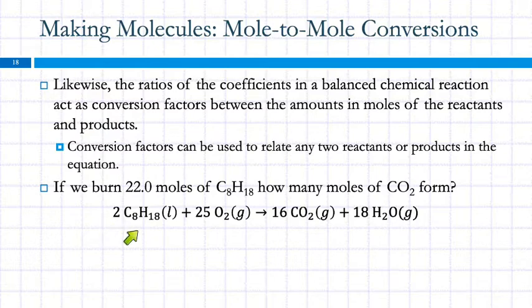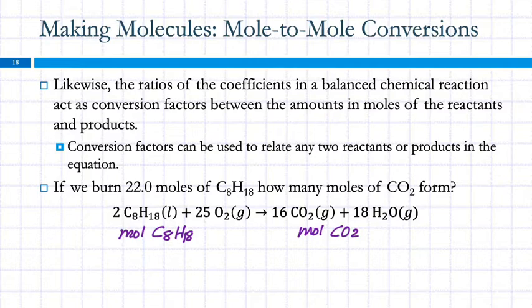So 2 moles of octane react with 25 moles of oxygen and produce 16 moles of CO2 and 18 moles of water. I can take any 2 of these and make a ratio, right? 25 moles of oxygen to 18 moles of water. They are all related to each other. So this is saying if we burn 22 moles of octane, how many moles of CO2 form? So what I'm given is moles of C8H18. Save that one. And I'm trying to find moles of CO2.